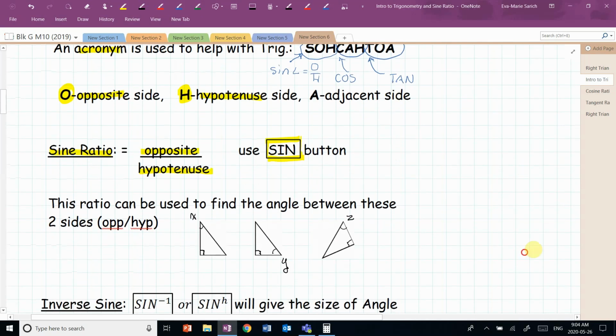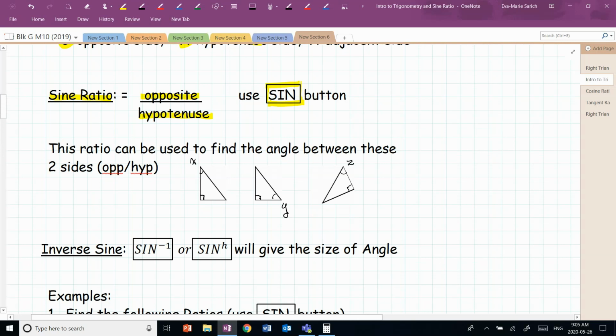So let's go back now and look at being able to figure out which sides are opposite and hypotenuse of an angle, okay? Because it depends on the angle we're talking about as to which one is opposite. The hypotenuse is always the hypotenuse, but the opposite for one angle in a triangle is not the same as the opposite for another angle in the triangle, okay? So this ratio can be used to find the angle between these two sides, the opposite and the hypotenuse.